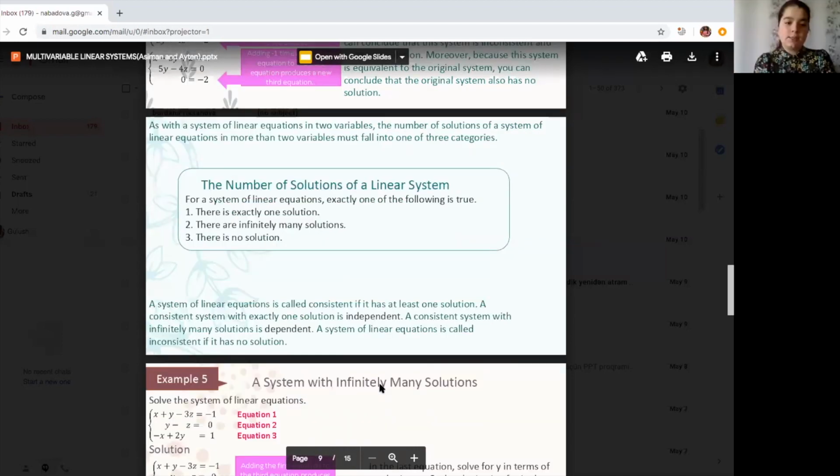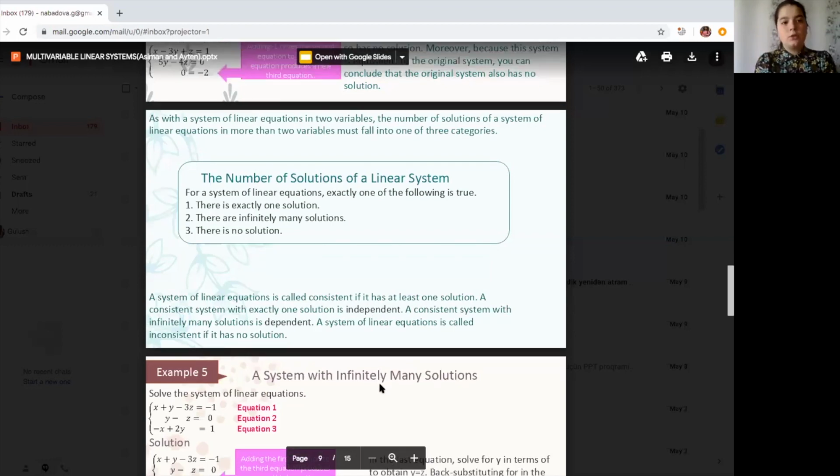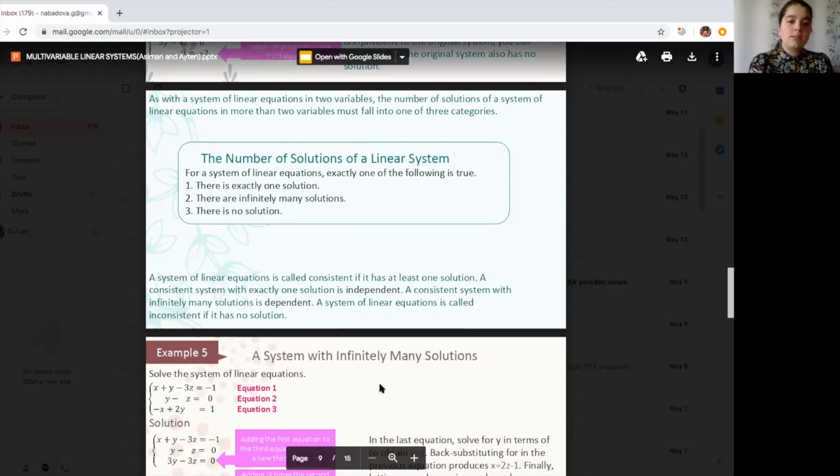As with a system of linear equations in two variables, the number of solutions of a system of linear equations in more than two variables must fall into one of three categories. The number of solutions of a linear system: for a system of linear equations, exactly one of the following is true. First, there is exactly one solution. Second, there are infinitely many solutions. Third, there is no solution.